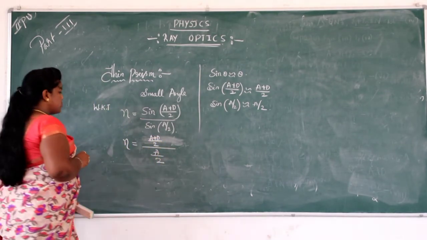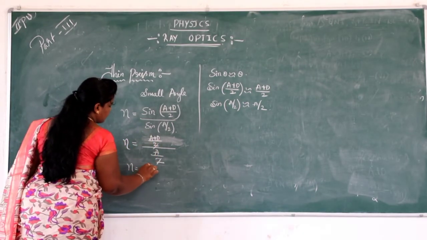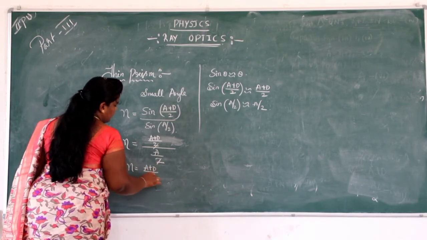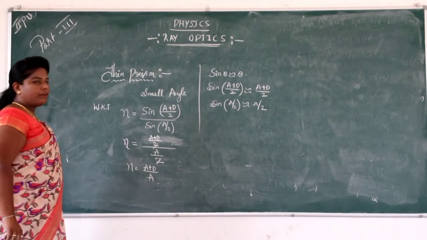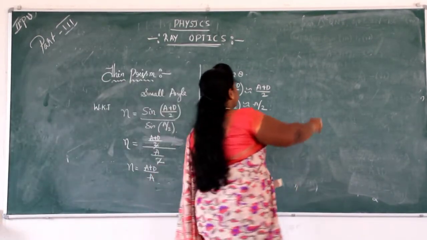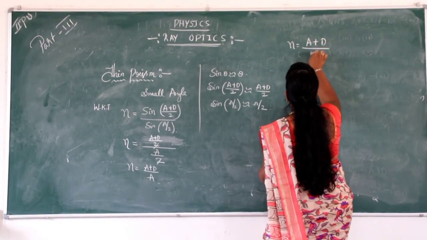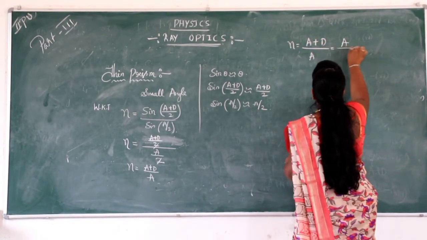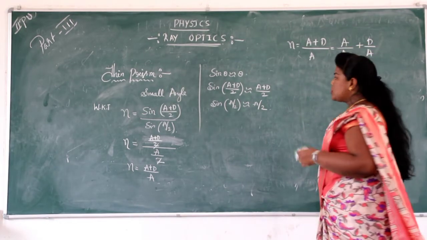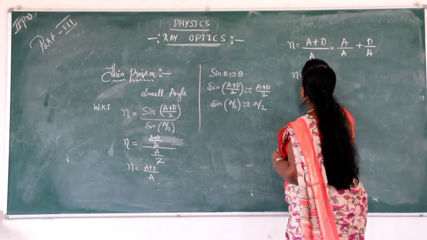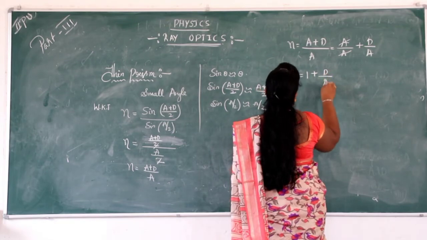So now you can observe that the two cancel with each other. Then the refractive index is left with a plus d divided by a. Now I just want to take out the equation for d. For this reason I am writing here. So n is equal to a plus d by a, which can be written as a divided by a plus d divided by a. So a by a is equal to 1, because a by a is always equal to 1, plus d divided by a.